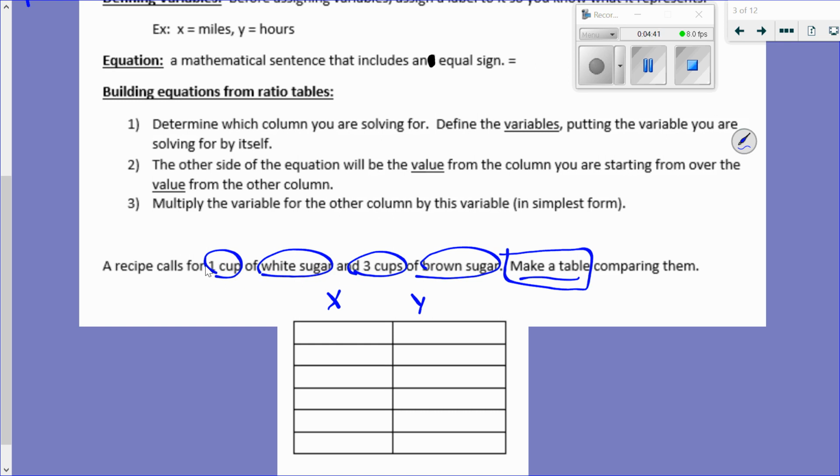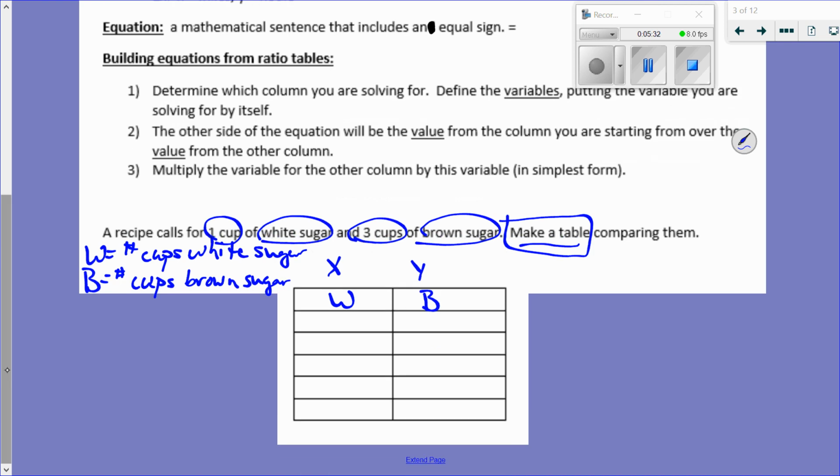So what is the first thing I need to do when I make a table, JJ? Awesome. Label it. So what are my labels going to be in this case? Go ahead, JJ. I'm just going to use W and B, but remember to define our variables. So W is the number of cups of white sugar, and B is the number of cups of brown sugar. Okay? Now, I have it labeled.